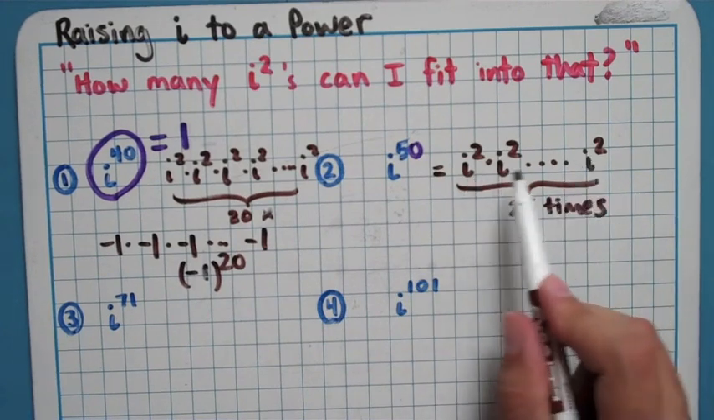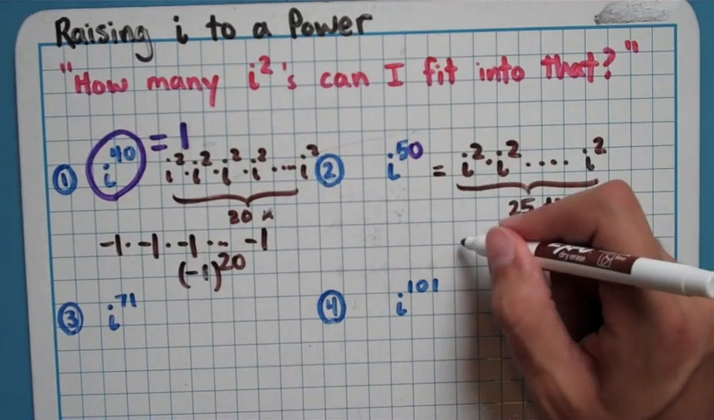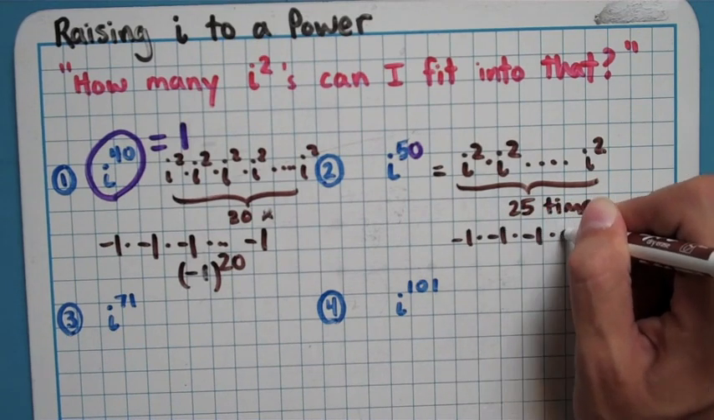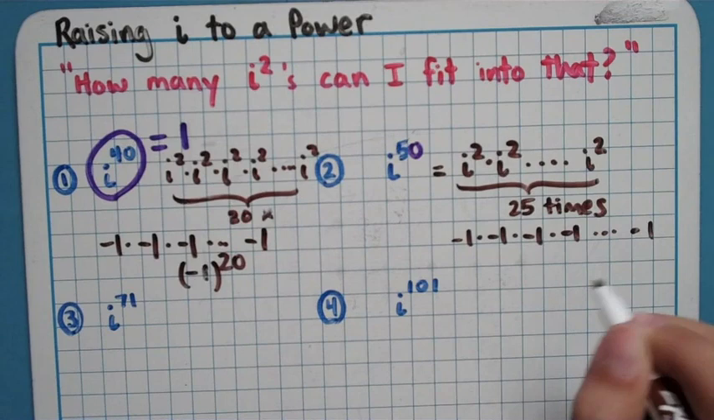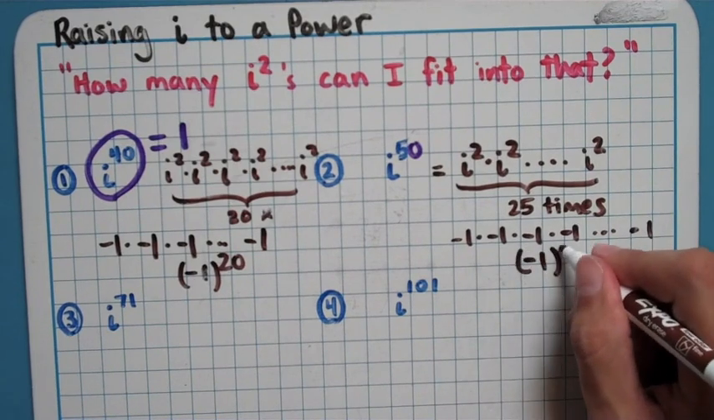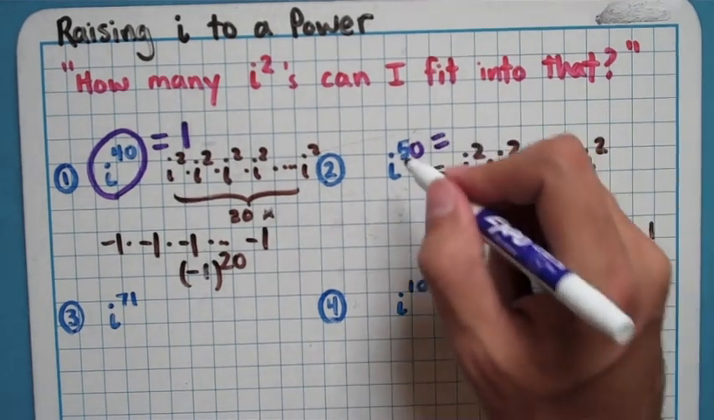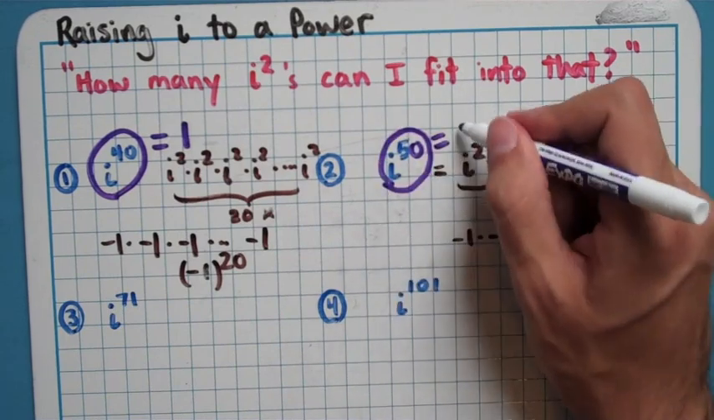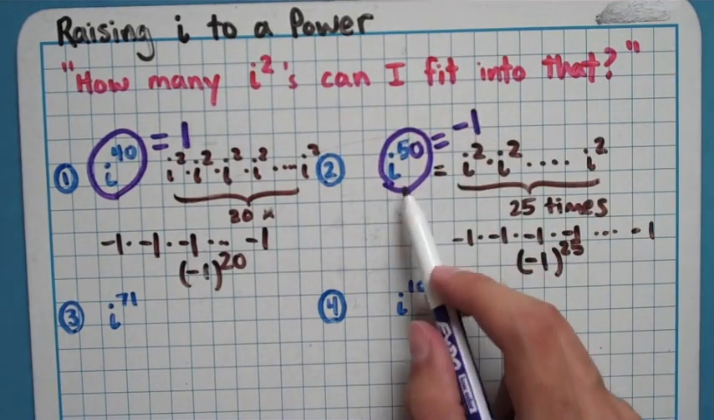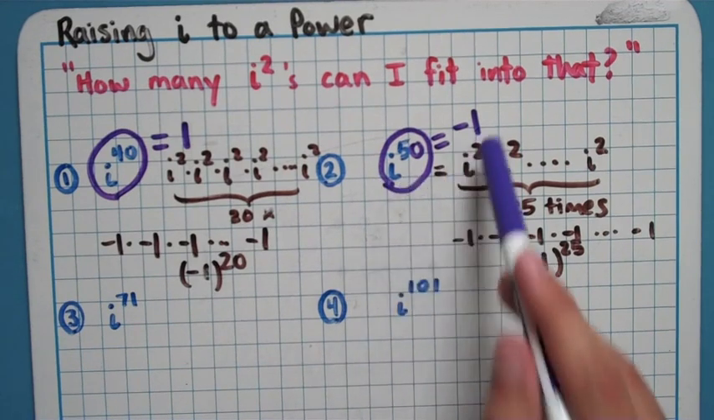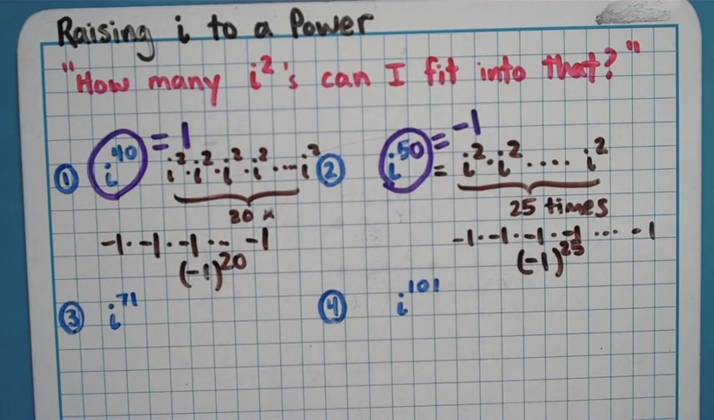So if I have 25 i squareds lined up, that means I get -1 times -1 times -1 times -1, 25 times. Well, if you multiply 25 -1s together, you're going to get -1 for your answer. So sometimes when you raise i to a power, you're going to get -1. And that's why I changed the problem. i to the 52nd actually would have been +1 as well. So this time we got a -1 when we raised i to a power.